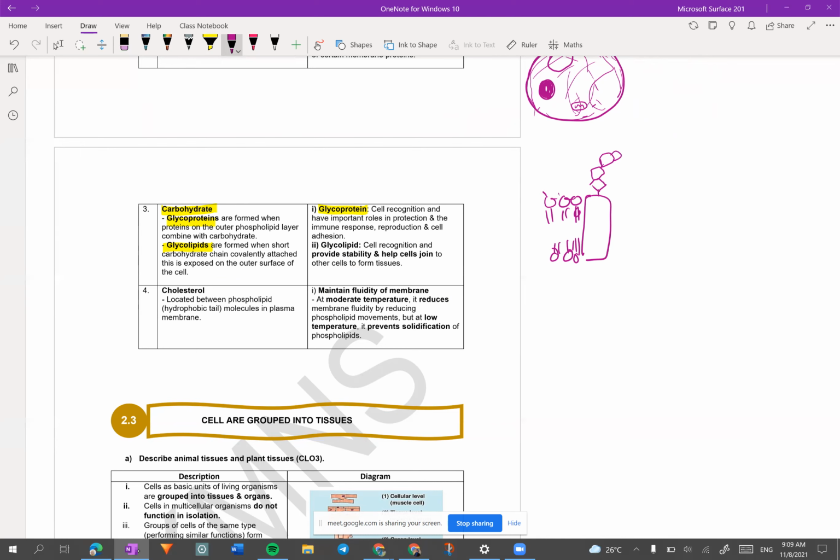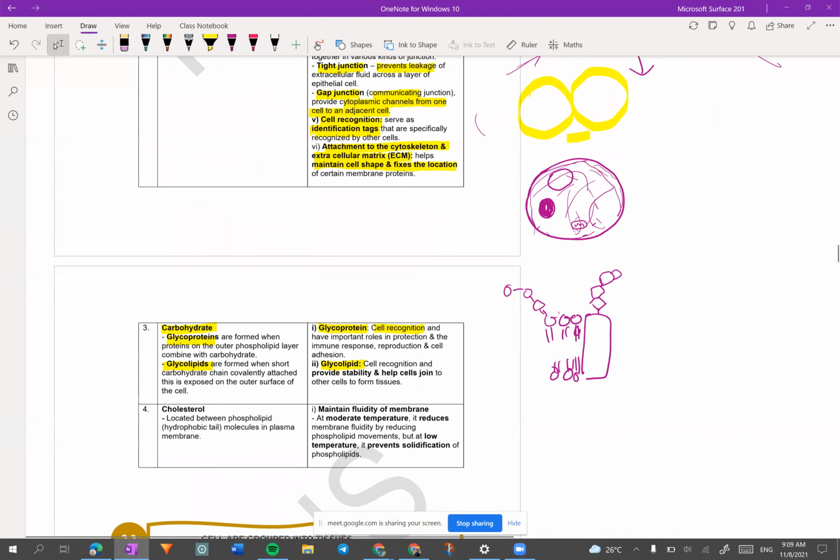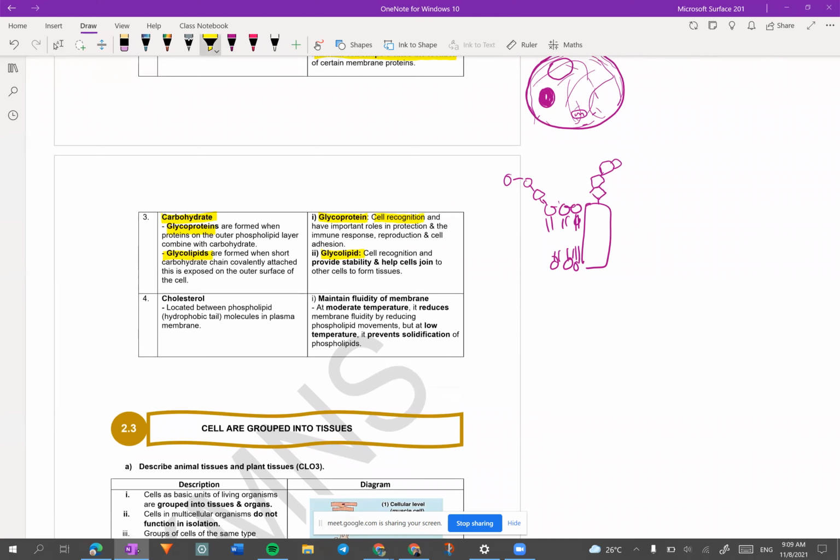Kalau karbohidrat tersebut melekat dengan the phospholipid, any of the phospholipid, so dipanggil sebagai glycolipid. Okay, so glyco refer kepada the sugar, lipid refer kepada lipid, glycoprotein pula glycosugar, protein adalah the protein. Okay, so cell recognition, untuk glycoprotein dia lebih kepada cell recognition macam yang kita dah discuss atas ni tadi. And then important role in protection and immune response.